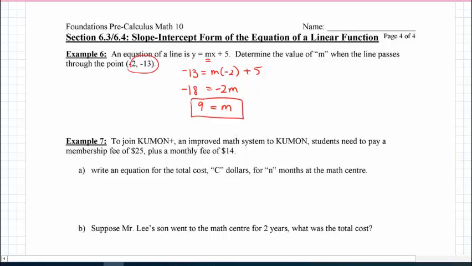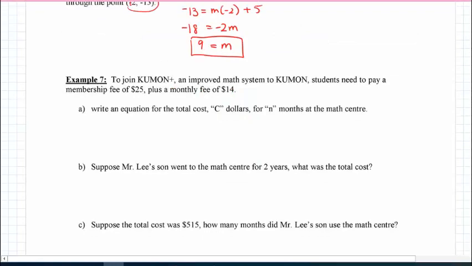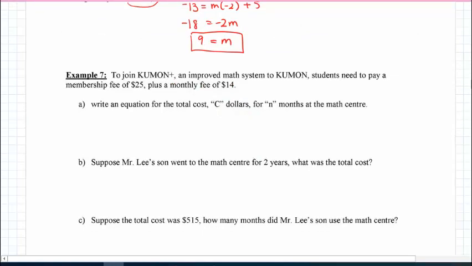Okay. All right. Kumon Plus. We all heard of Kumon, right? Now there's something called Kumon Plus. You pay a membership fee of $25, and then you add a monthly fee of $14, and hey, you're set to learn as much math as you want. I'm going to ask you to see if you can connect this to what you did maybe in a previous unit, like Unit 5. It says, write an equation for the total cost for n months at the Math Center. So remember, your cost here is a membership fee, which is something you pay once, and a monthly fee that you pay for every single month.